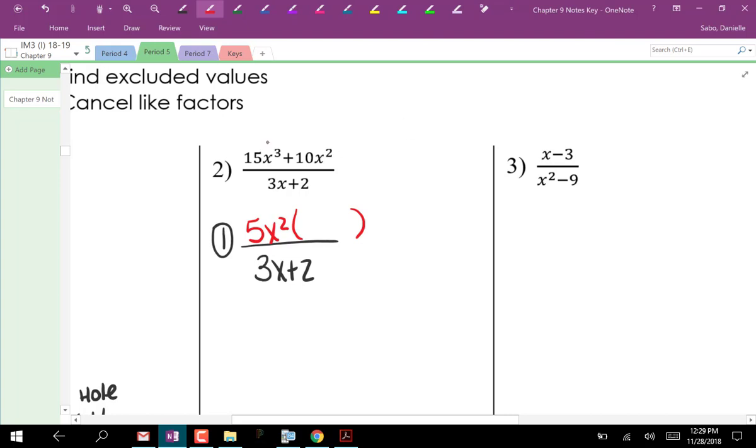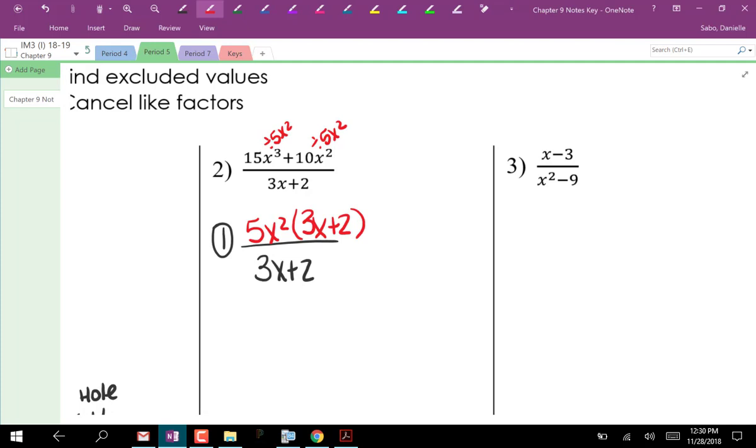And maybe write this out for yourself, divided by 5x squared, divided by 5x squared, so you know what we're about to do. Here we go. 15 divided by 5 is 3. X cubed divided by x squared gets me how many x's left? 1x. Very good. Now we have 10 divided by 5, which is 2, and the x's go away. Pretty straightforward.